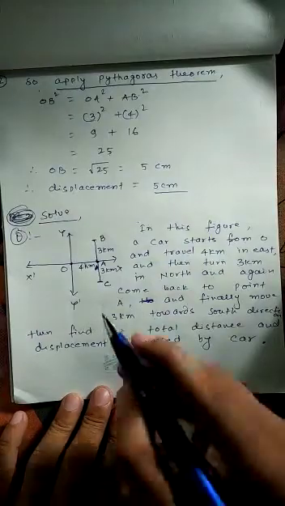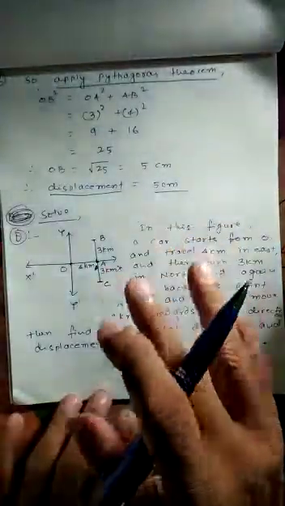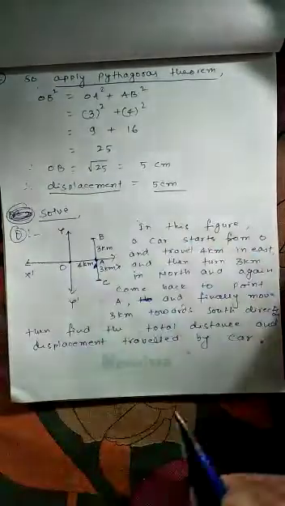Now understood? So whenever you find out displacement, simply join initial position and final position. बीच में क्या होता है उससे हमको कुछ मतलब नहीं है. Understood? Now solve similar question.